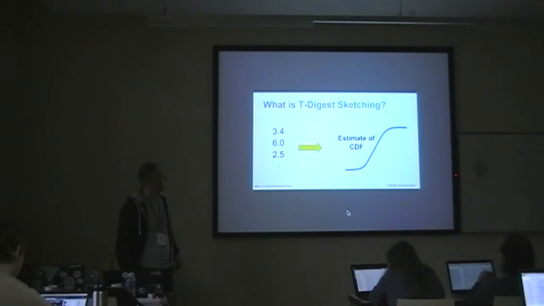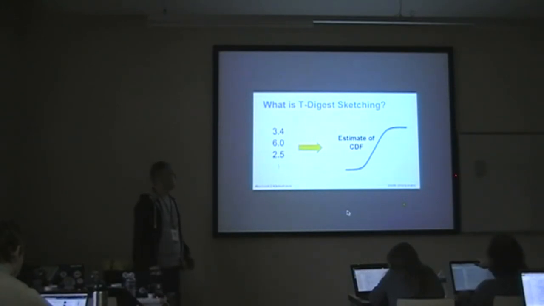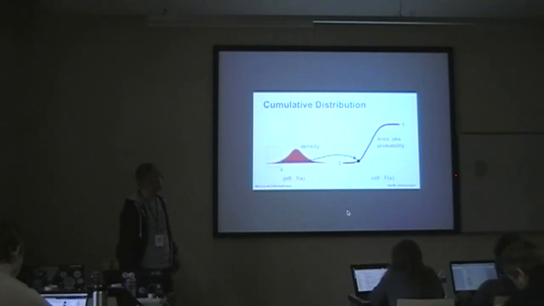So what exactly is it sketching? If you have a stream of numbers coming from somewhere, any kind of numbers, it is going to give you an estimate of the cumulative distribution function of the data that it saw. This chapter is going to be all about estimating cumulative distributions and things you might be able to do with that. So what is a cumulative distribution, or a CDF?